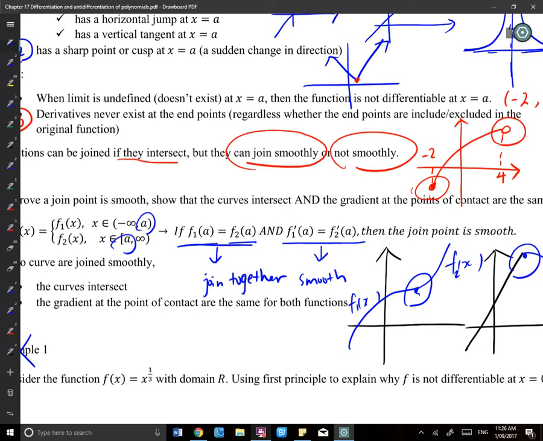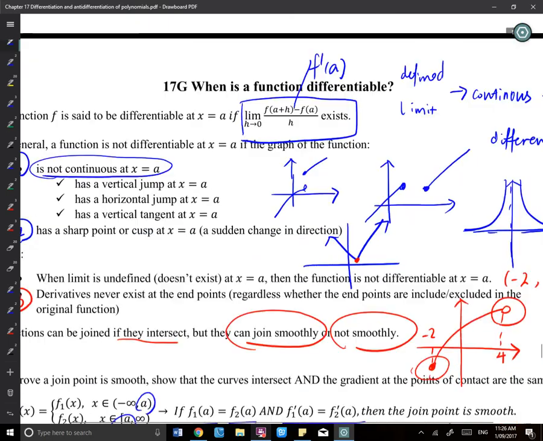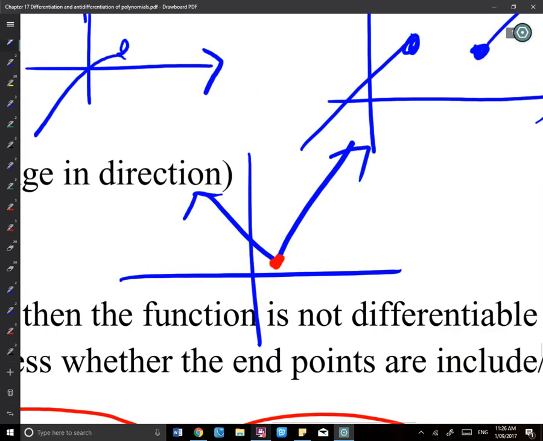So first you need to satisfy that it's joined together. Second, you need to satisfy that the gradients are the same. Then it's joined smoothly. So two conditions here. If it's not joined smoothly, then I can't differentiate at that point. Why? Just have a think about this one. In this graph I drew here, on the left-hand side is a decreasing linear, right? The gradient is negative. On the right-hand side, the linear is increasing, and I have a positive gradient.